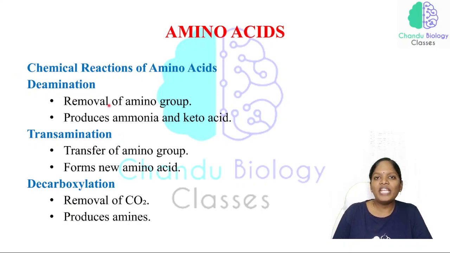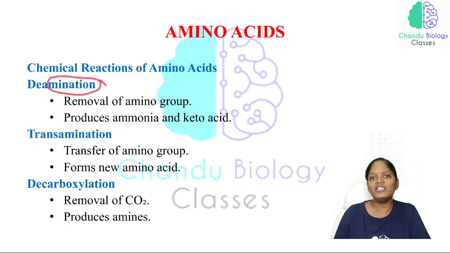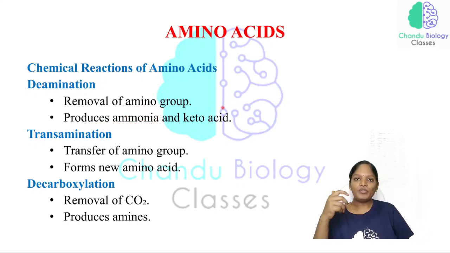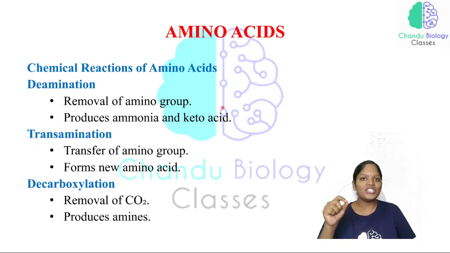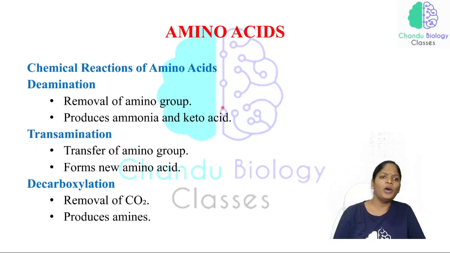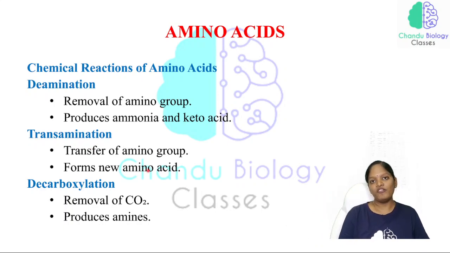Now, by means of deamination, what is the goal of the amino acid? It has to produce ammonia and a keto acid. If there is production of ammonia and keto acid anywhere in the body, then the main reaction taking place there is deamination.